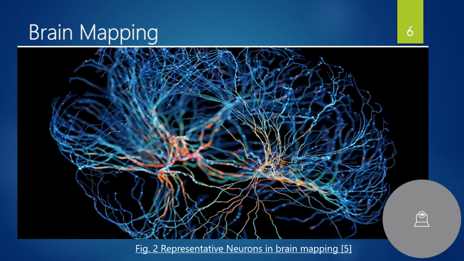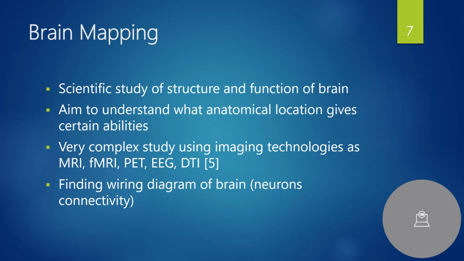In the figure we can see some neurons and a connection. It may look like an electrical wiring diagram, but in fact it is what happens inside our brain. So it is basically a representative image of how information or brain mapping is done. Moving on to the next slide, I'll explain things about brain mapping.